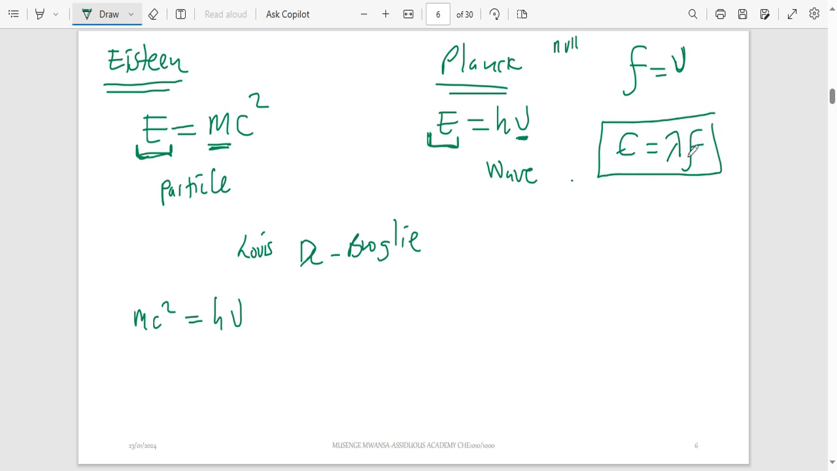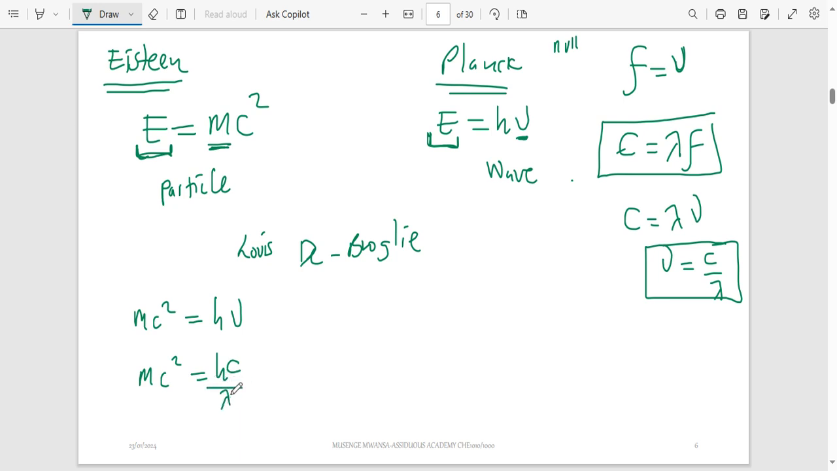Now remember, we are saying frequency will not use F. So speed of light will be wavelength times frequency, and frequency will use this symbol. So I can make frequency the subject of the formula. Frequency therefore becomes speed of light over wavelength. So he substituted, and it became mc squared is equal to Planck's constant, and where there is frequency, he put speed of light over wavelength. You need to be looking at these equations because they can give you a question where you are supposed to use one of these equations.